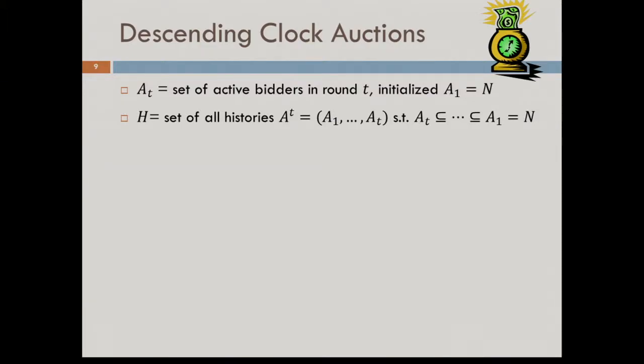A history is just, in period T, which bidders were active in period 1 and period 2 and so on. So basically, it describes all the behavior of the bidders up to today, and it's denoted by A superscript T. Okay, and bidders can only exit. They cannot come back. So the set of active bidders will only shrink during the auction.